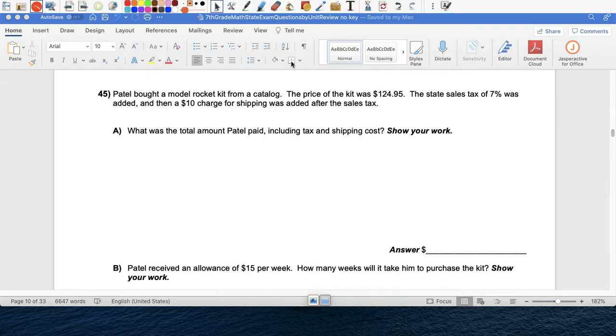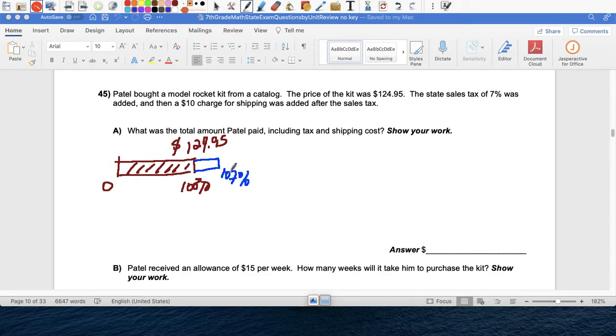Okay, so again, I'm going to keep to my drawing. Look at my bar model, 0%, 100%, though you don't have to do a bar model. Right now, for the kit, you're responsible for paying $124.95. On top of that, we're going to add a little tax for you, 7%. So that's going to take us to 107%. So let's figure that out first. It was $124.95 for the kit times 107%. So what's the price including the tax? Multiply those two.